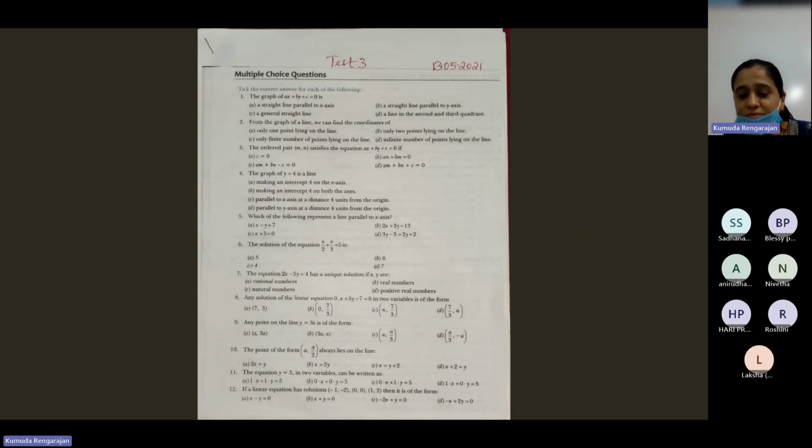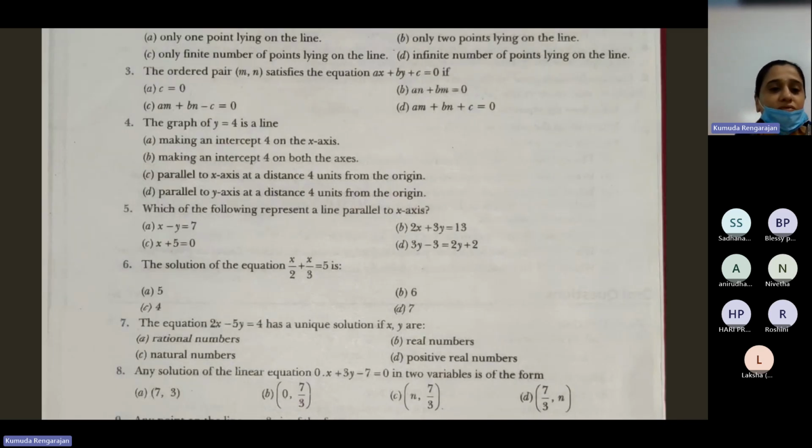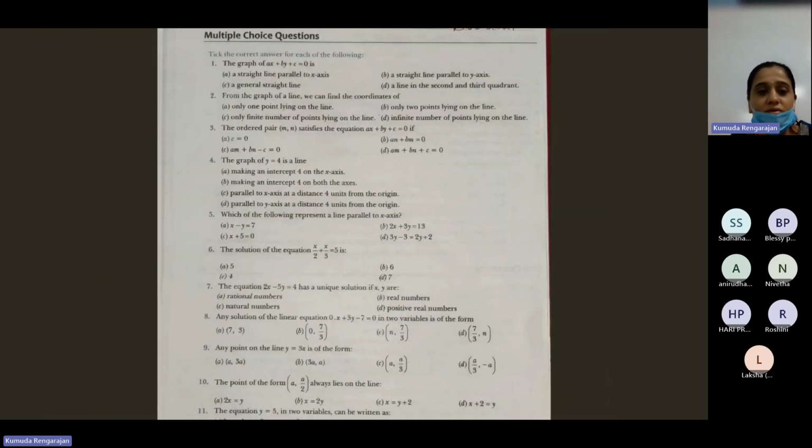Let's understand the other options. Parallel to the x-axis at a distance of 4 units from the origin is the correct option. Now, making an intercept of 4 on the x-axis. So it's this one.